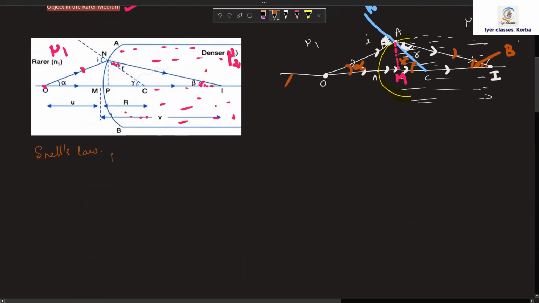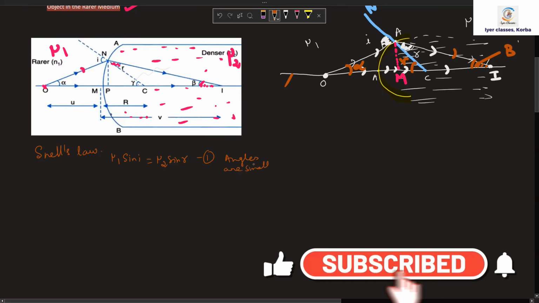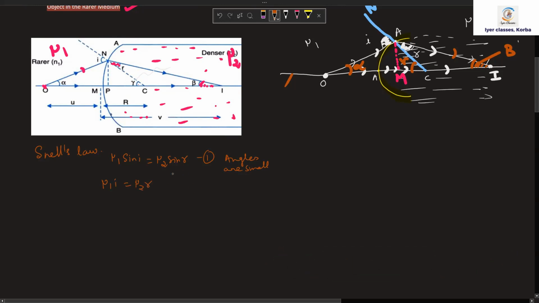We will have, what is the first medium? Refractive index is mu1. So we write mu1 sine I is equal to mu2 sine R. Mark this as equation 1. Now, what about the angles? Angles are small, so what should I write? Mu1 into I should be equal to mu2 into R. Instead of sine I, I wrote I, and instead of sine R, I have written R. Right?